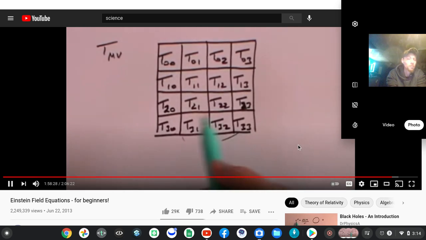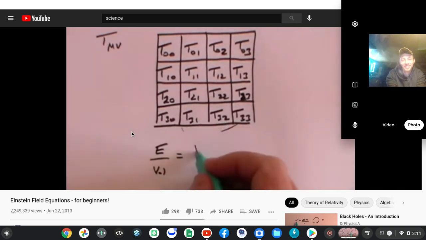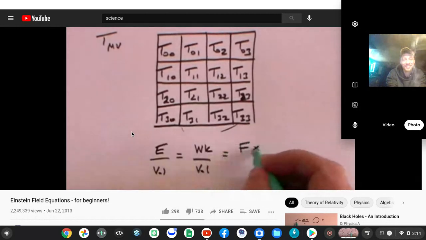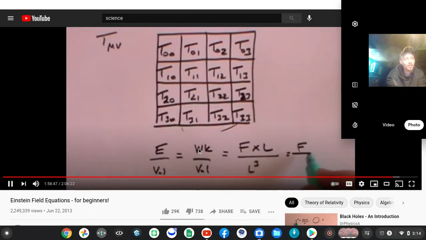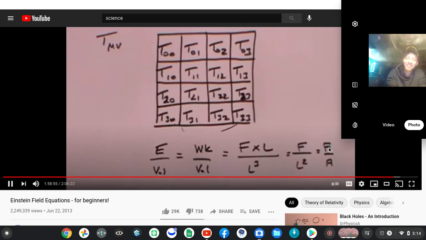It is, if you like, a measure of energy per unit volume. Now, energy has the same units as work, so we can think of this as work per unit volume. Work is force times distance. Distance is a length. Volume is a length cubed. So that's equivalent to force divided by length squared. Pressure. So that's how energy per unit volume can also embrace pressure or stress.